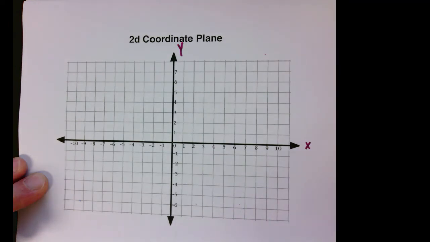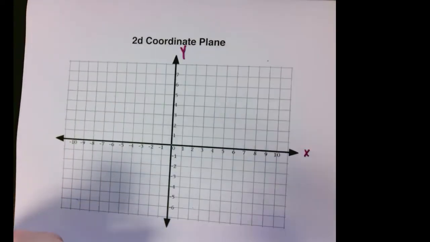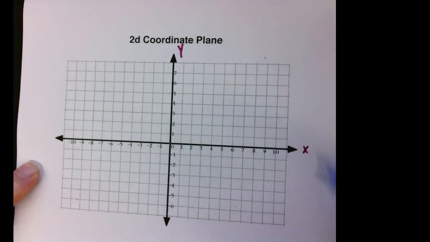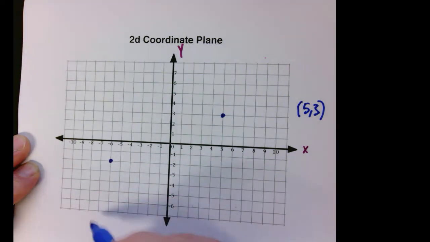So in a two-dimensional world, the position of an object is given by two coordinates, an x coordinate and a y coordinate. If we were to place an object right here, we would say its x position is 5 and its y position is 3. Similarly, over here, we would say that this has an x position of -6 and a y position of -2.